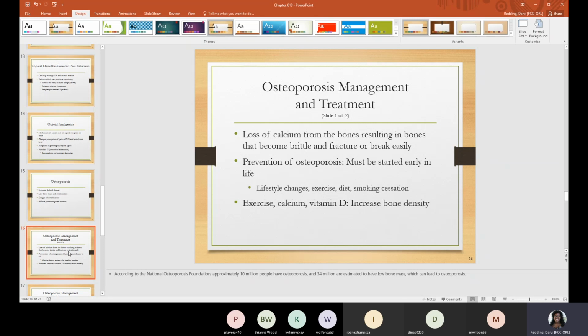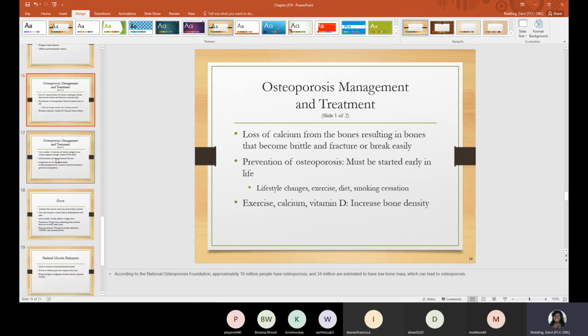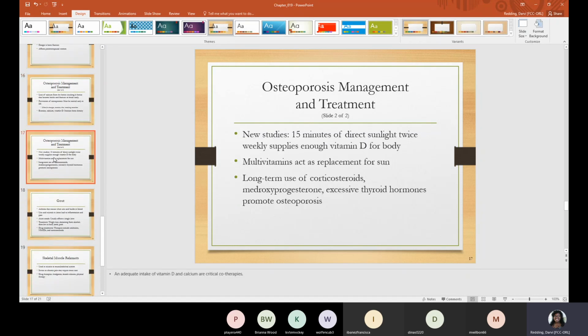According to the National Osteoporosis Foundation, approximately 10 million people have osteoporosis, and 34 million are estimated to have low bone mass, which can lead to osteoporosis. Continuing to learn more about the management and treatment of this particular condition, new studies show that 15 minutes of direct sunlight twice weekly supplies enough vitamin D for the body. So if you are not going outside, getting some sun on you, getting some vitamin D, that really might be helpful.